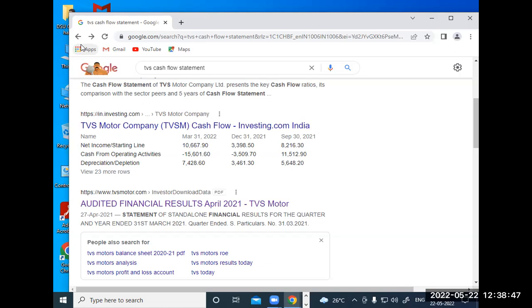Ratio, I told you. Question, ratio analysis. Cash flow, I told you. Final accounts, I told you. These three are very, very important. Cash flow, financial statement, and then ratio. Ratio, cash flow, financial statement may be expected for the case study.